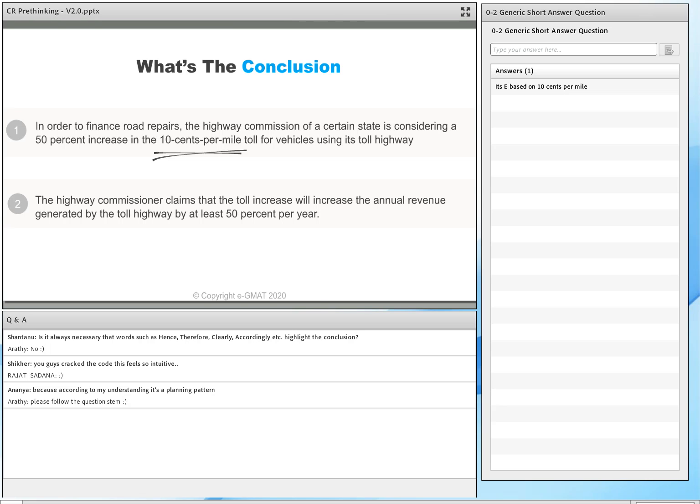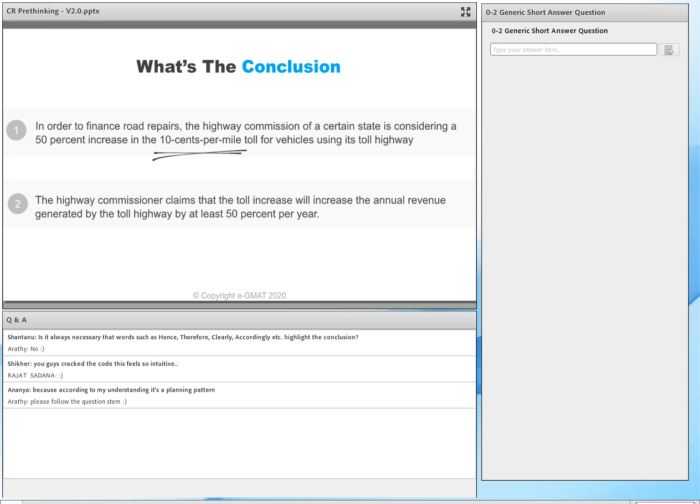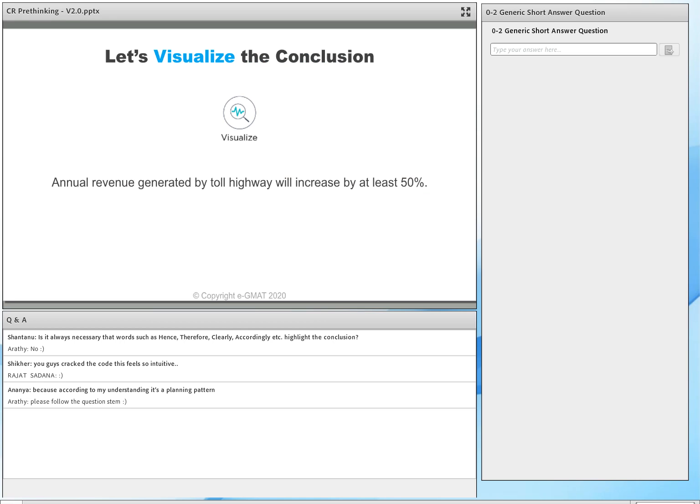Okay. Choice 2 says the Highway Commissioner claims that the toll will increase the annual revenue by at least 50% per year. So there's a claim that's made by the Highway Commissioner over here. So the conclusion in this case, and we have to build this conclusion somewhat, is that the annual revenue will go up by at least 50%.